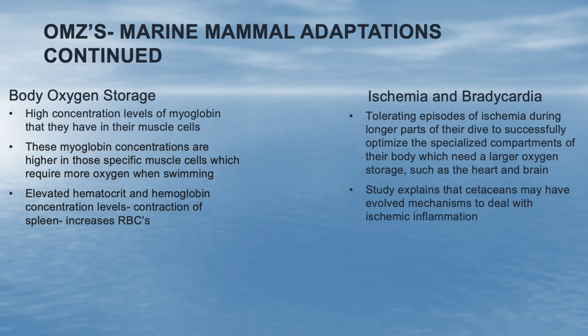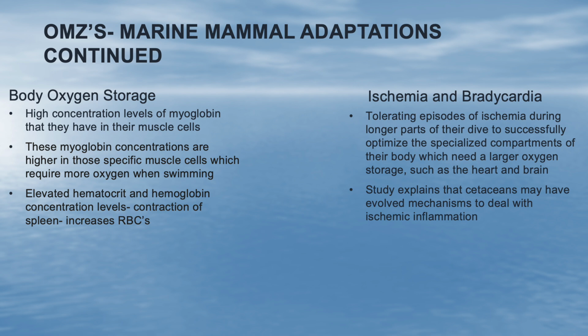Now, there can also be some more adaptations in body oxygen storage through hemoglobin. There are elevated hematocrit and hemoglobin concentration levels, and this can primarily happen through the contraction of the spleen, which increases the amount of oxygenated red blood cells in circulation, and also through the increase of the amount of red blood cells in the blood, which allows O2 to cooperatively bind and have a higher affinity for oxygen at very specific points when marine mammals dive into these oxygen minimum zone hypoxic regions.